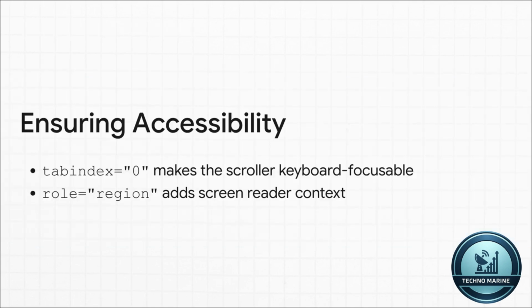And last but definitely not least, we have to make sure this is accessible to everyone. By adding tabindex="0" to our scrolling container, we're letting people who can't use a mouse focus on it with their keyboard and then use their arrow keys to scroll. Super important. Then, we add our role attribute to tell screen reader software, hey, this is a distinct scrollable part of the page. This gives users with visual impairments context so they can navigate the data effectively.